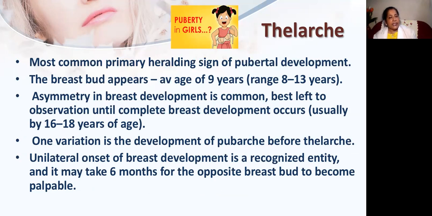One variation is the development of pubic hair before thelarchy. So pubic hair growth may start initiating before breast develops. Unilateral onset of breast development is also a recognized entity, and it may take 6 months for the opposite breast bud to become palpable. So you need to wait for these changes which gradually develop.